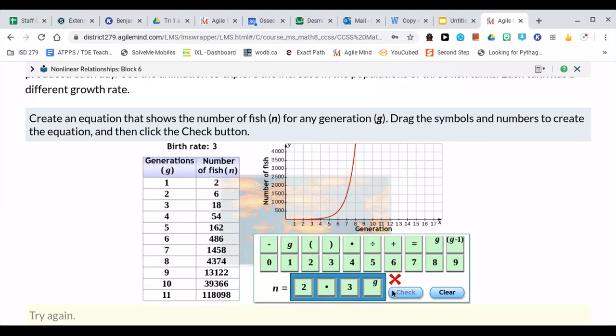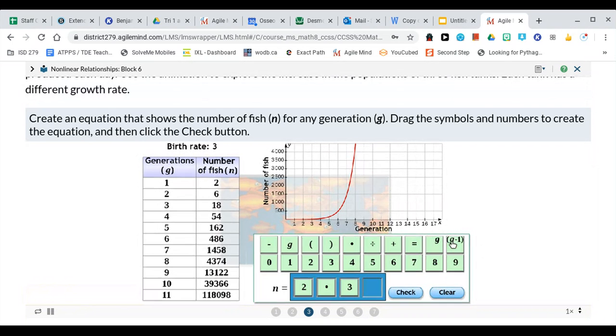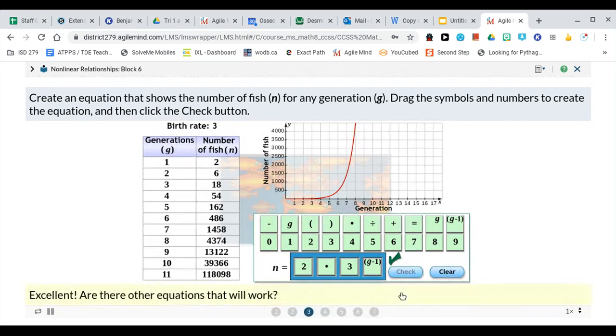Oh, I made a mistake here. Hold on, what could it be? What if instead we tried g minus 1? There we go. Now let's look and see why that worked instead. So 2 times 3 is 6, but if we put in this 2 here, it would be 2 minus 1, which is 1. 2 times 3 is 6 to the power 1, that gives us 6. So that's why it works there.